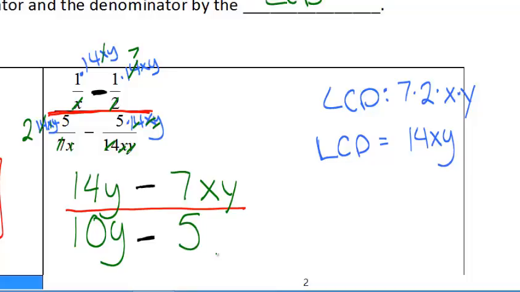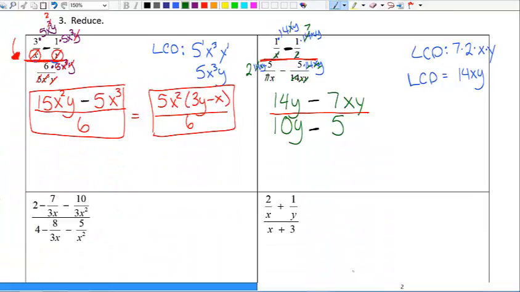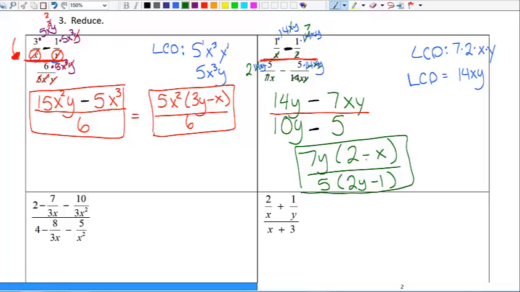Now I think I can factor that, so I'm going to go ahead and try to factor that one. I have a 7y in the numerator, which leaves me with 2 minus x. In the denominator, I can factor out a 5, which leaves me with 2y minus 1. Nothing divides out, so that's my final answer. But because nothing divided out, I can have either this one or this one. Now, if something divided out, then I must divide it out, and that would be the only answer. But because nothing does, either one will be an acceptable answer.